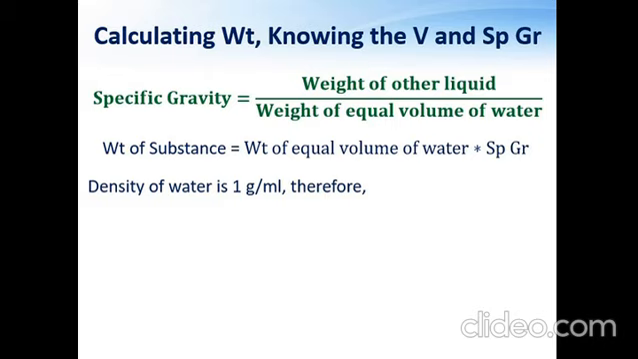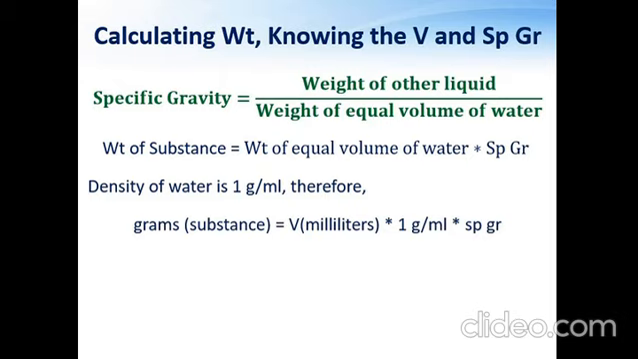Density of water is 1 gram per ml. We know that, right? And the weight of the substance in grams is the volume of the substance in milliliters times 1 gram per ml times the specific gravity. So this equation works, right? And the volume is equal.